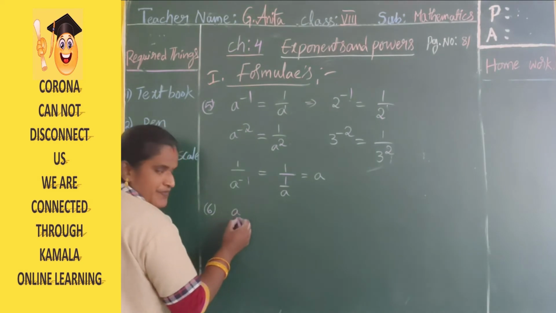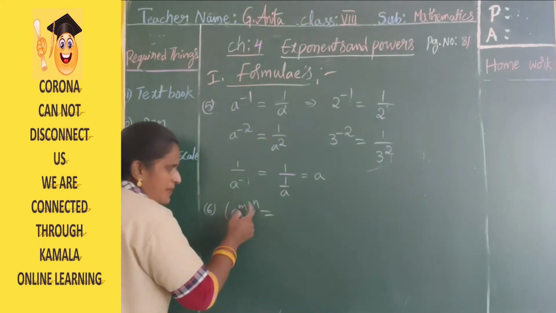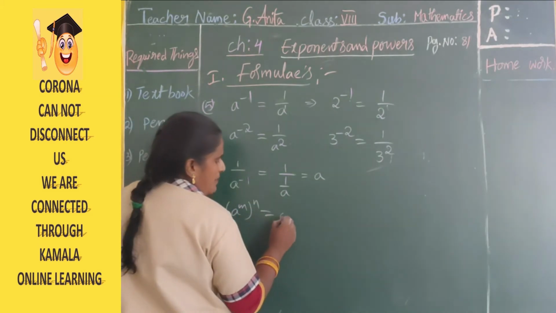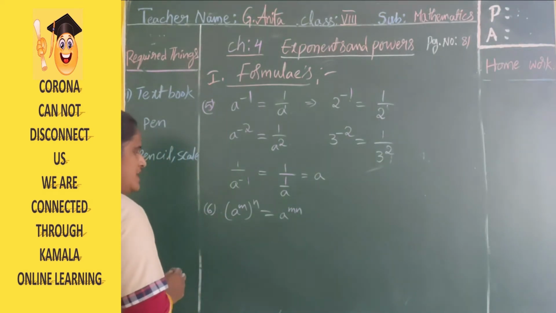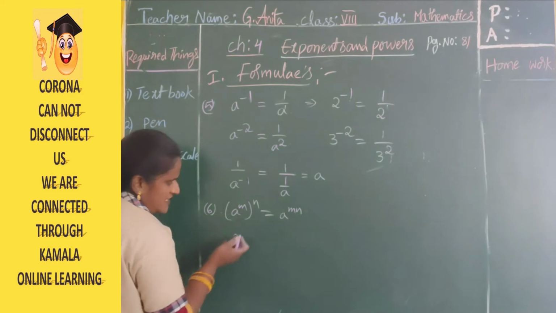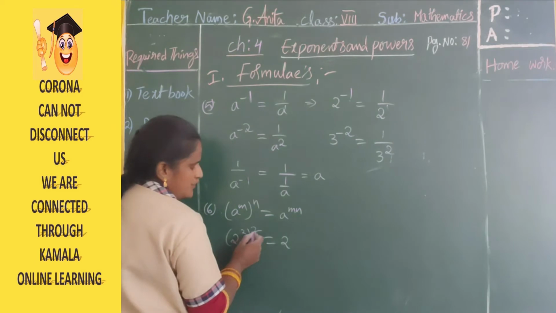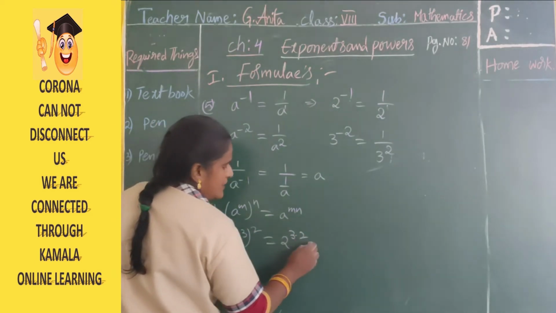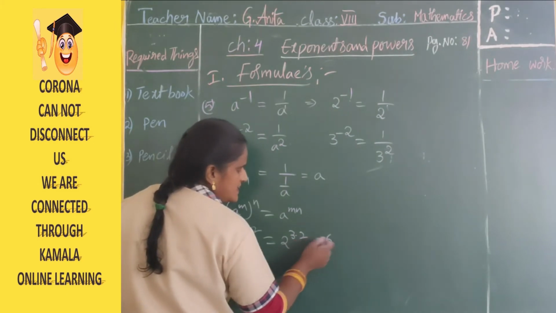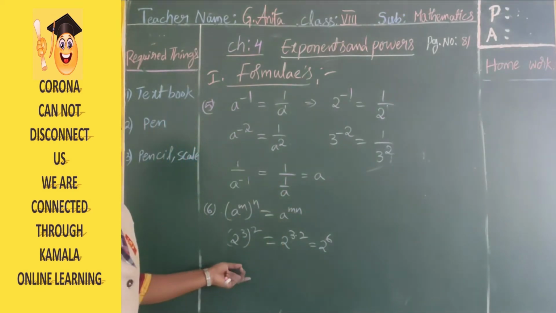Next, the sixth formula. A power m whole power n should be equal to a power mn. For example, 2 power 3 whole power 2 should be equal to 2 power 2 into 3, which is 6. Mn means m into n. So 2 power 6. Got it, students? These are the formulas in this chapter. So understood, students, everyone?